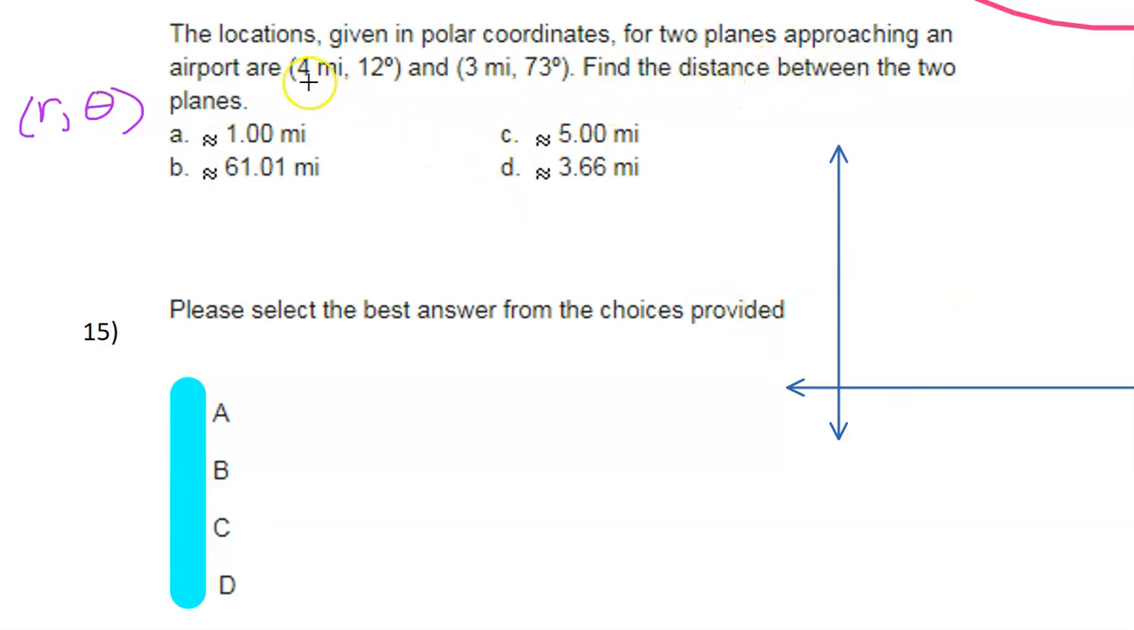So let's draw a picture starting with the position of the plane that is 4 miles away at a 12-degree angle. Alright, let's say that this is 4 miles and 12 degrees. Let's go ahead and label that. So I'm just going to put a 4 right here to remind me that this is a length of 4. But I also need to squeeze in here the 12 degrees. So I'm going to mark that in green. So this is 12 degrees. Okay, so keep that straight. The length is 4, the angle is 12 degrees.